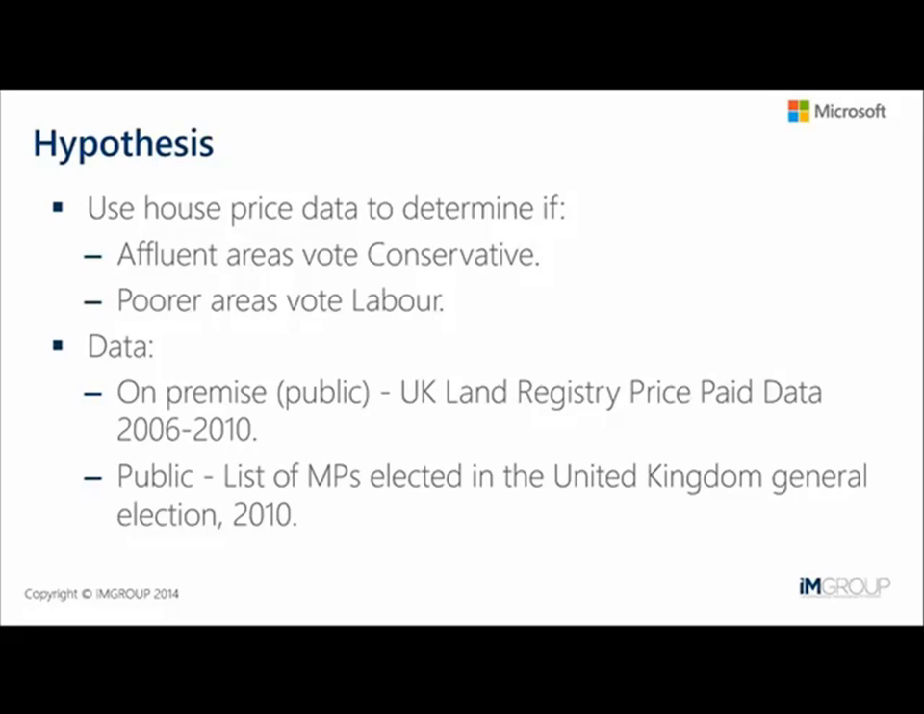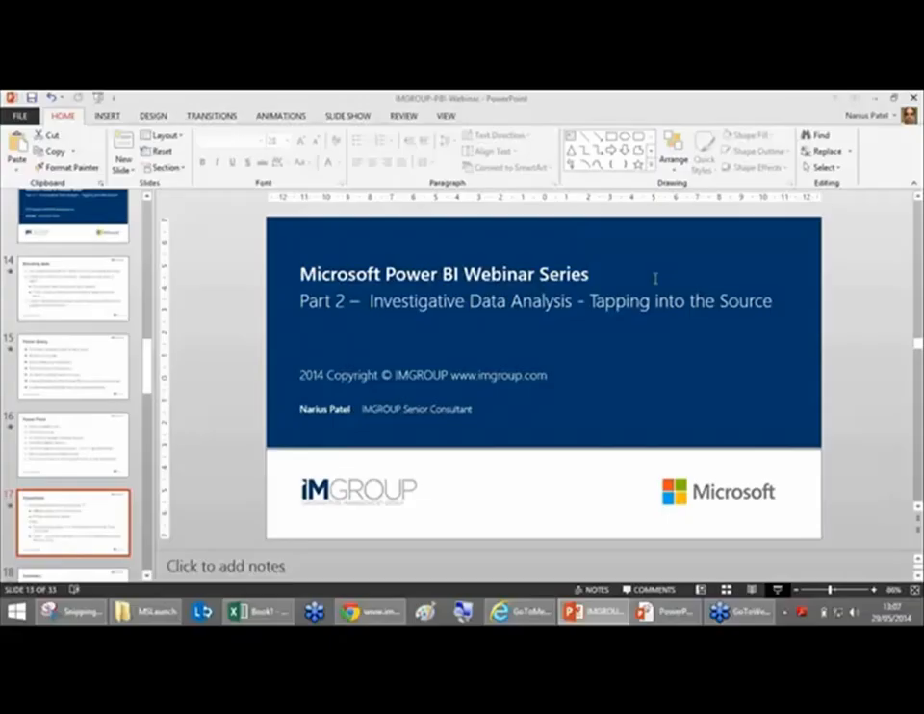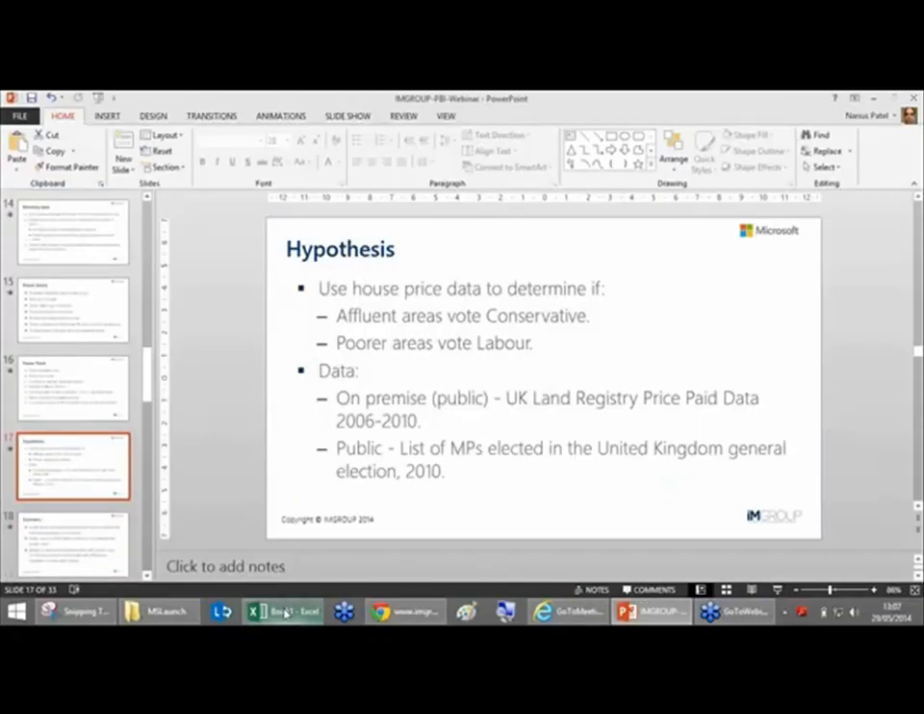So what we're going to do is blend in public data, so we're going to have to search for it, find it, load it and blend it in. That gives us that match. And what I do have in the on-premise data is the constituency. So we're going to use constituency as the matching field. So let me just escape out of my PowerPoint slides and go straight over to Excel.